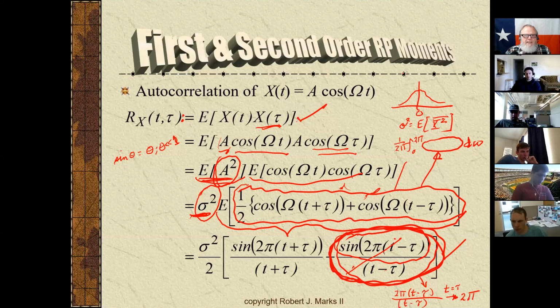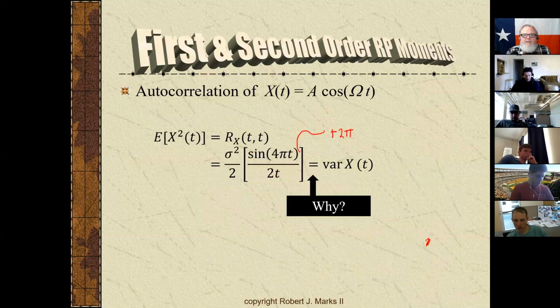So what we're going to get then, when t is equal to tau for the autocorrelation, we're going to get sine of 2 pi times 2t, and this is 2t, and that's exactly what we get. So this is just going through the results and turning the crank of what we're doing. And so this is what the variance of x of t is equal to for this stochastic process. This is what the autocorrelation is equal to.